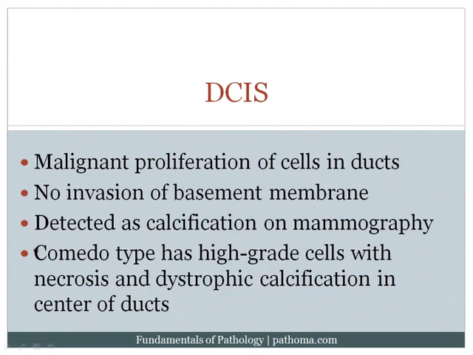Now, there are actually multiple different patterns of ductal carcinoma in situ. However, the one that's super high yield and most important for board exams and probably for your level of training is the one to be aware of is called the Comedo type. In the Comedo type, you have high-grade cells with necrosis and dystrophic calcification in the center of the ducts. It's exactly what I've already drawn. Here's a picture of that.